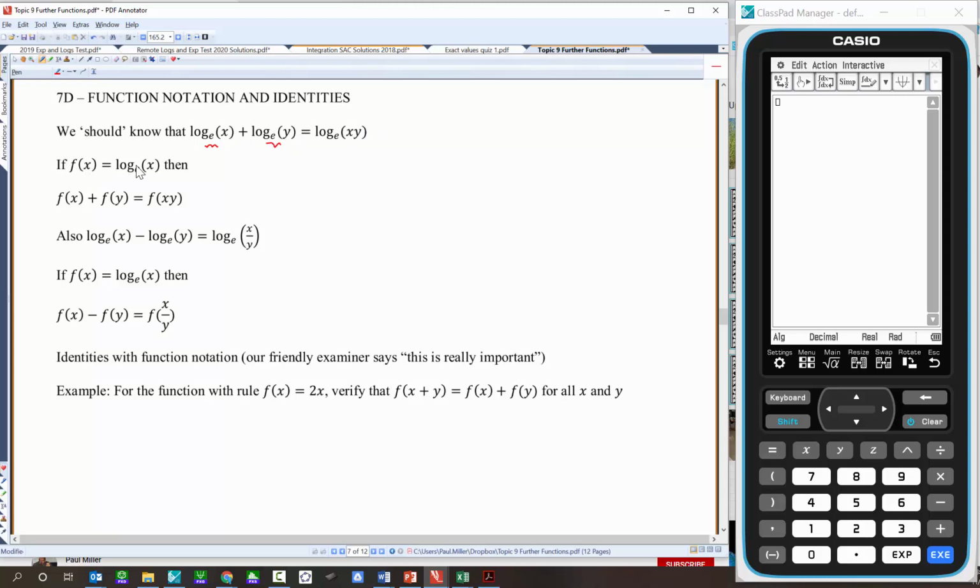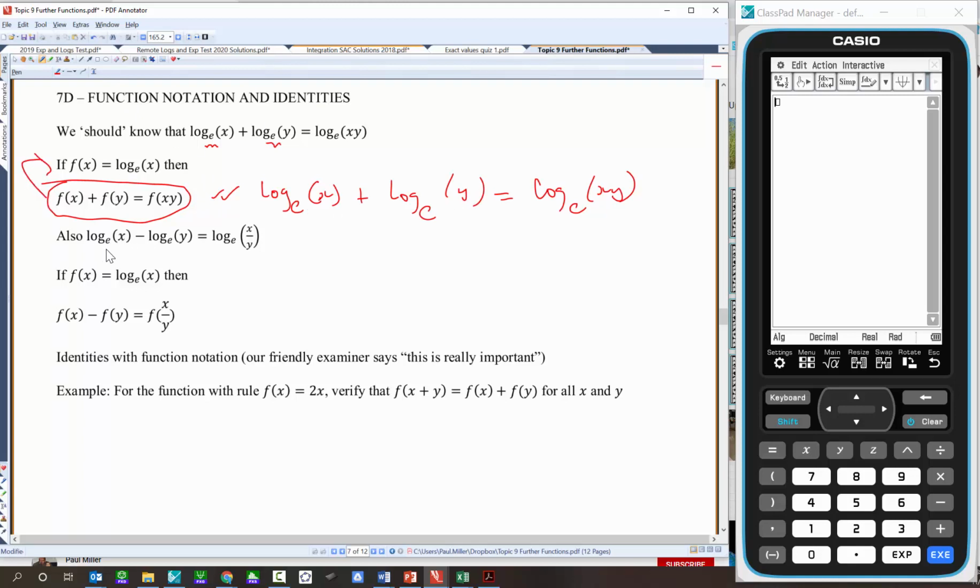So if f(x) equals log x, then this particular thing holds true. Okay, now what's it saying? If f(x) is that, that's just saying it's log x, and f(y) means slam y into there, so log y, and that's the same as f(xy). So if I put xy into the function, I get log xy. And that's certainly true. So this identity holds true for this function.